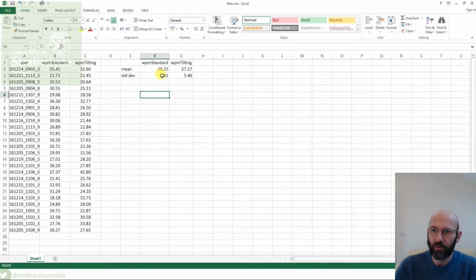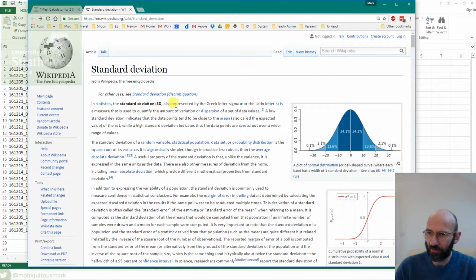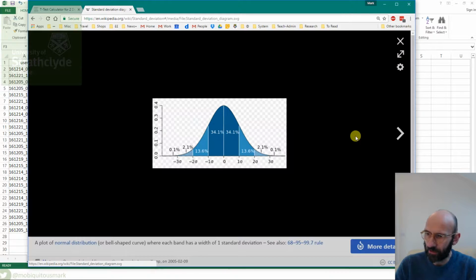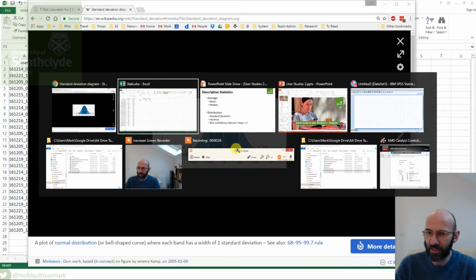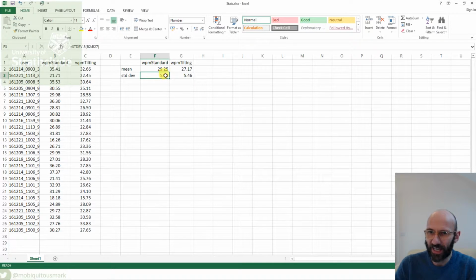That actually means that if you read Wikipedia on standard deviation or the book, you often see a graph like this, which shows that within one, that rho symbol is standard deviation, within one standard deviation of the mean, you've actually got 68% of the population. So 34% occur within one less than it, 34% occur in one over it. So what this is actually telling you is that 68% of the data lies between roughly 24 and 33 words per minute. Okay.